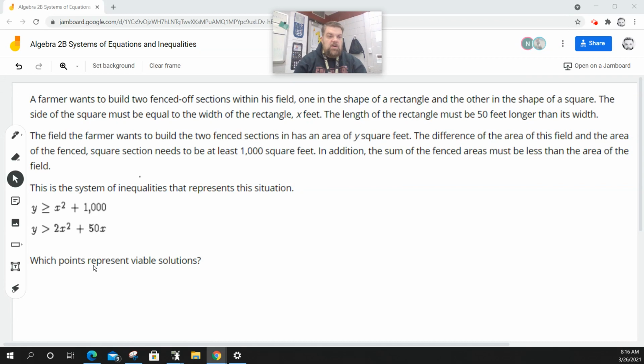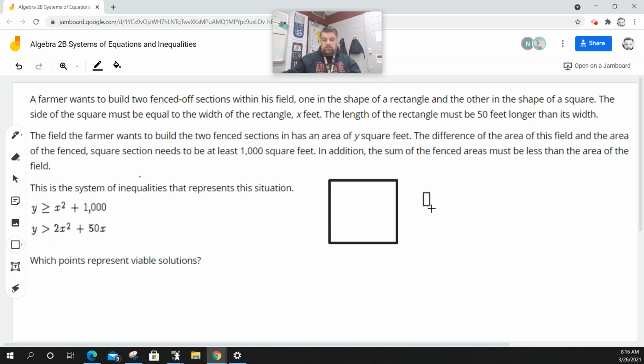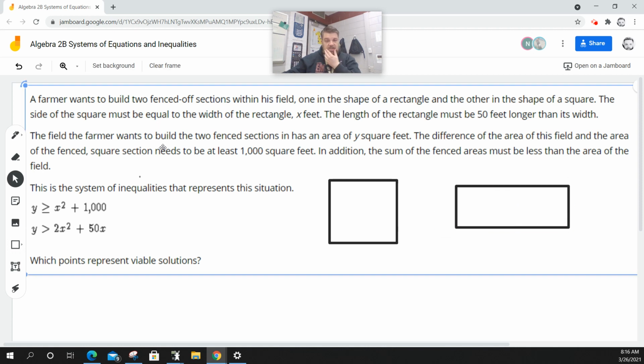Okay, so it says a farmer wants to build two fenced off sections within his field, one of a rectangular shape and the other of a square. So let's do the square, and then let's do the rectangular shape. And then it says the side of the square must be equal to the width of the rectangle.